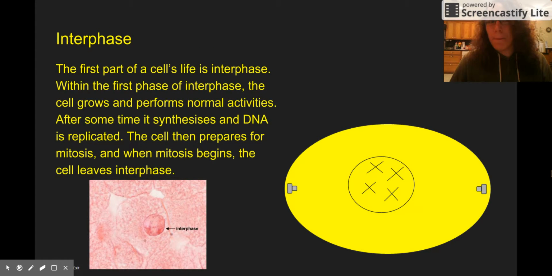Interphase. The first part of a cell's life is interphase. Within the first phase of interphase, the cell grows and performs normal activities as just a cell would. And after some time, it moves into the next phase of interphase, the S phase, where it synthesizes and its DNA is replicated. Then it moves on to the third phase of interphase, where it prepares for mitosis, and then the cell leaves interphase.